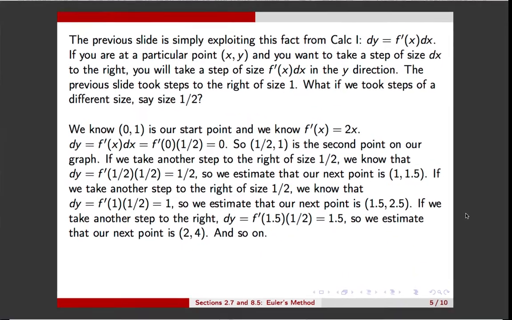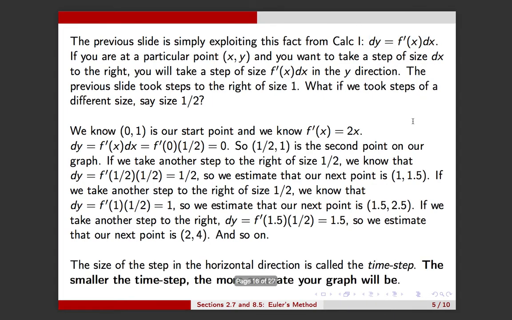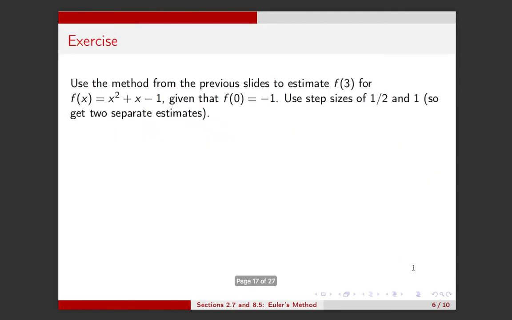Again, it is just basic Calc 1. It runs on this little factoid from Calc 1, that dy over dx equals f prime. So if you can treat that like a fraction, you scoot that dx over there. Yeah, the smaller the time step, the more accurate your graph will be, where the time step just means how far are you stepping in the horizontal direction.